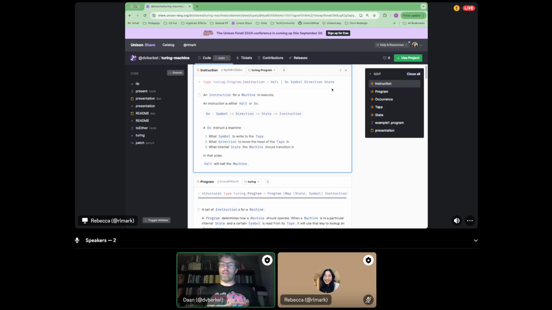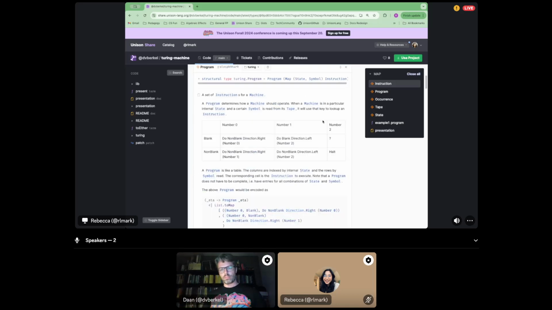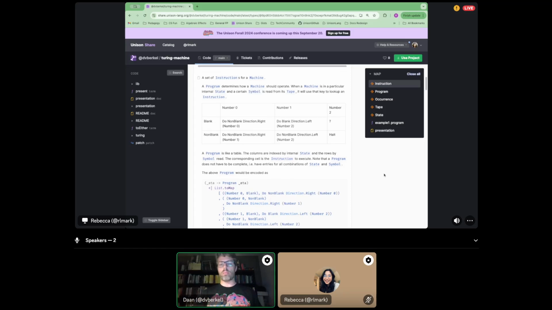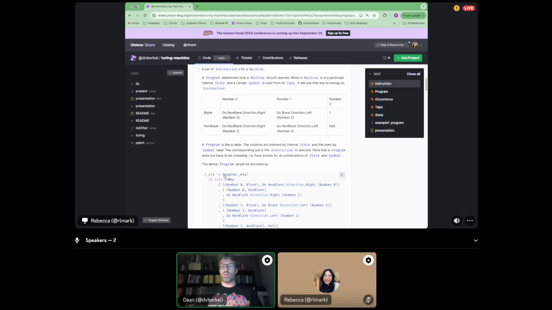With instructions and a key, which is a pair of a state, which is the current state the machine is in, and a symbol that is read from the tape, you can look up in the program what the instruction is. So if you scroll down a little bit, you can see a representation of a program. You can visualize it as a table which is indexed by the symbol on the tape, and the current state.